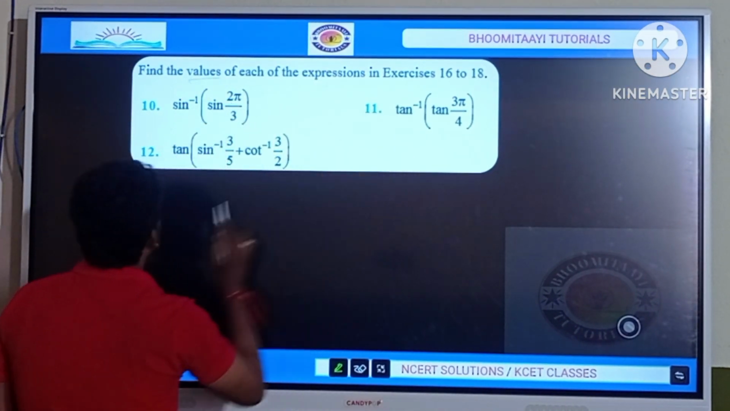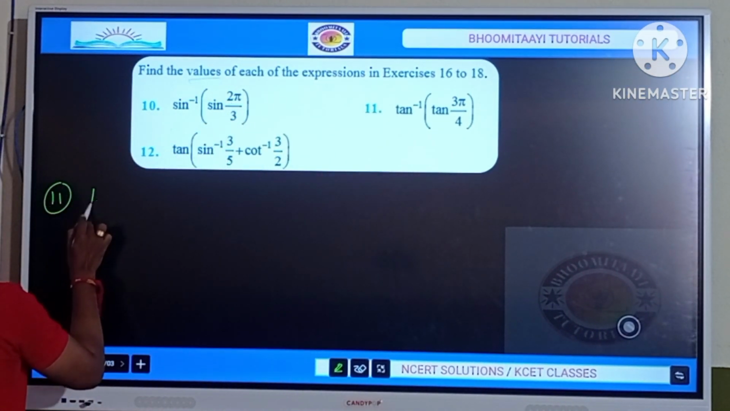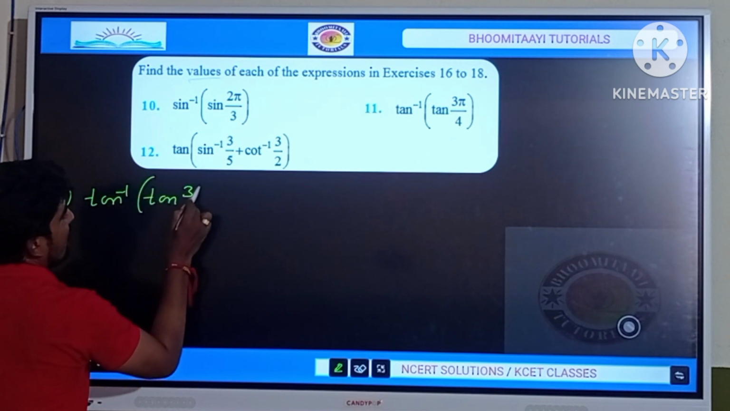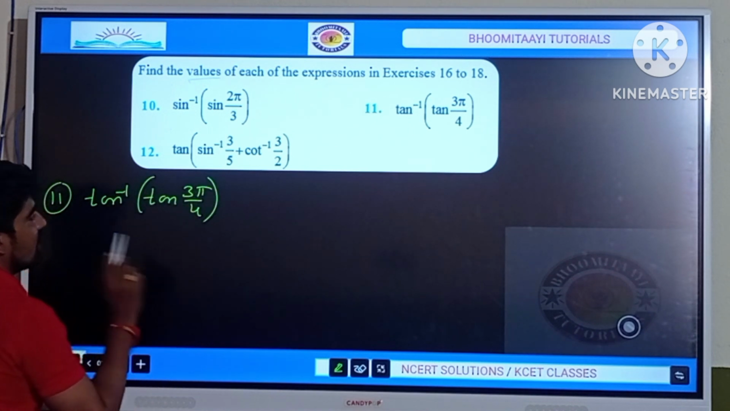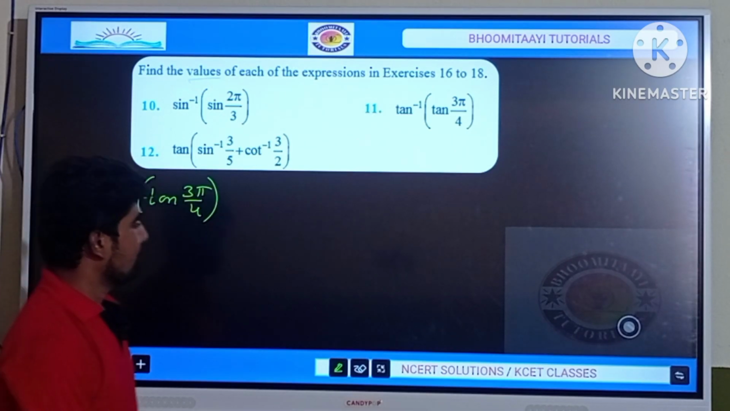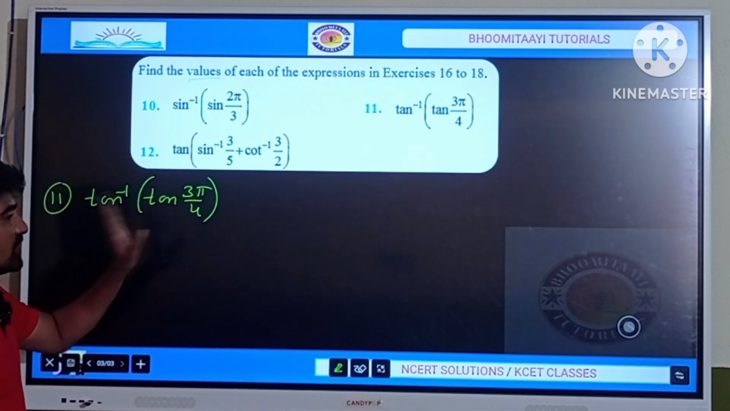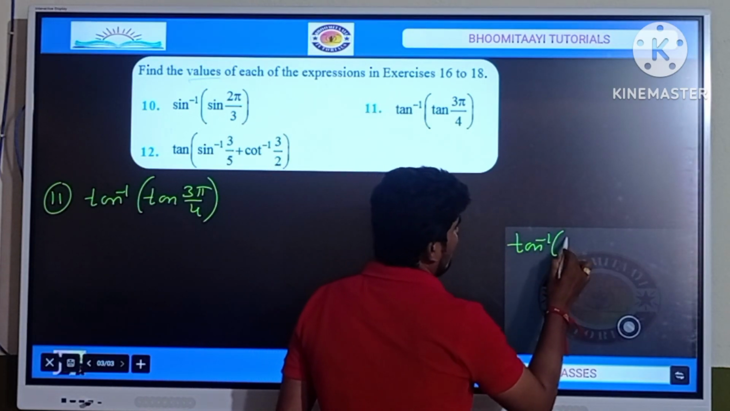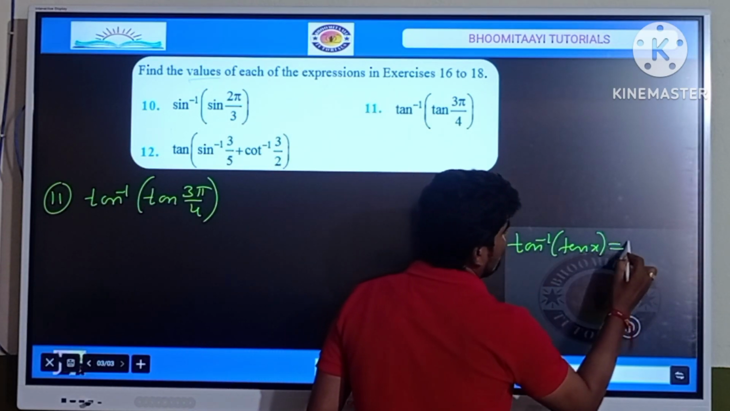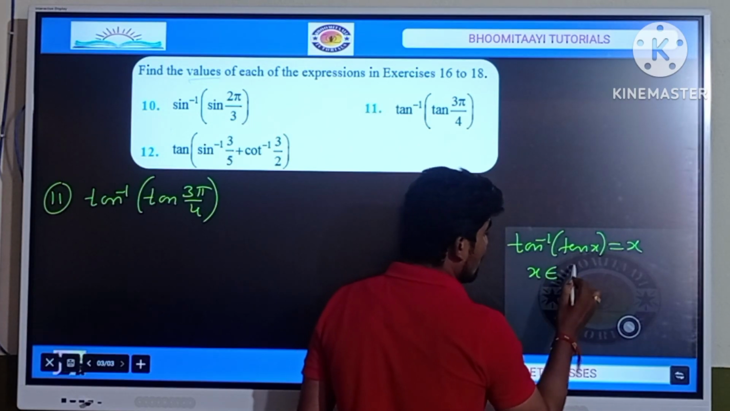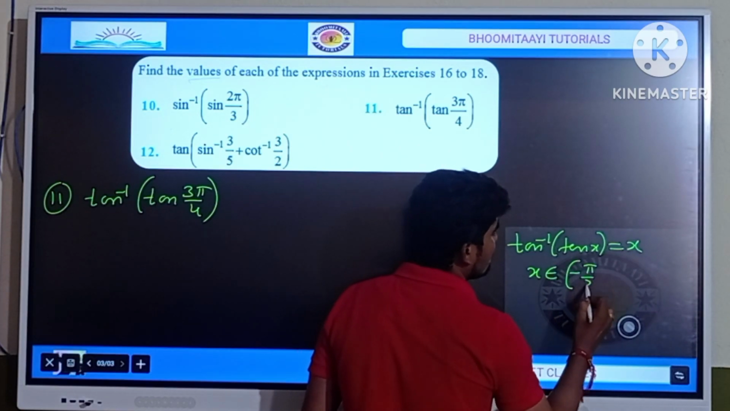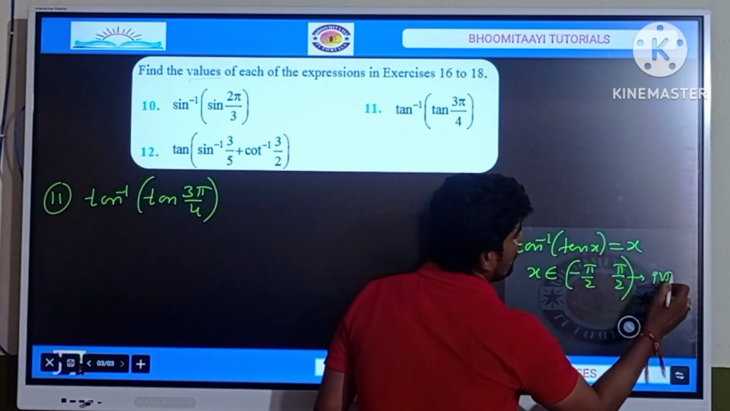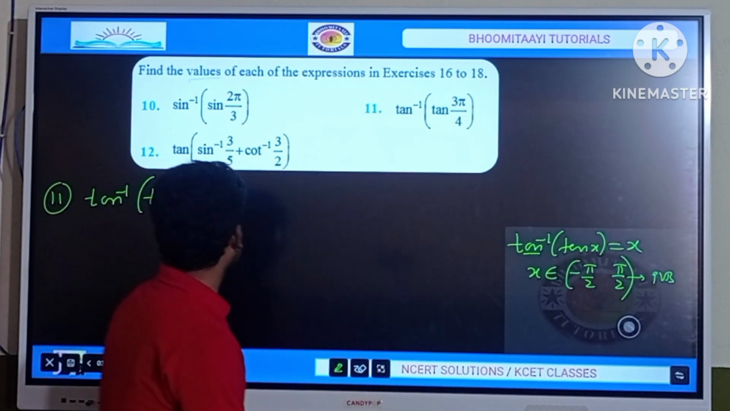Find the value of tan inverse of tan 3 pi by 4. Now observe here, it is of the form tan inverse of tan x, and we know that tan inverse of tan x is equal to x for x belongs to the open interval minus pi by 2 to plus pi by 2, where this is the principal value branch of tan x.